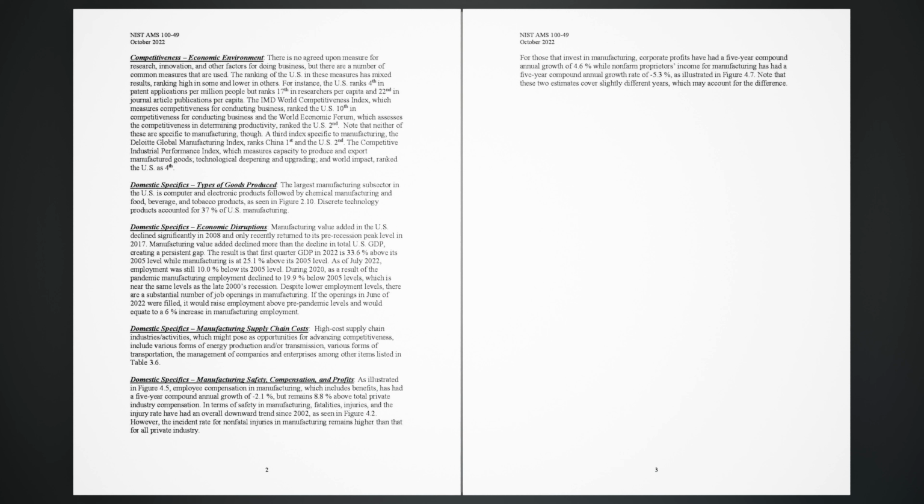listed in Table 3.6. Domestic specifics, manufacturing safety, compensation, and profits. As illustrated in Figure 4.5, employee compensation in manufacturing, which includes benefits, has had a 5-year compound annual growth of -2.1%, but remains 8.8% above total private industry compensation. In terms of safety in manufacturing, fatalities, injuries, and the injury rate have had an overall downward trend since 2002, as seen in Figure 4.2. However, the incident rate for non-fatal injuries in manufacturing remains higher than that for all private industry. For those that invest in manufacturing, corporate profits have had a 5-year compound annual growth of 4.6%, while non-farm proprietors' income for manufacturing has had a 5-year compound annual growth rate of -5.3%, as illustrated in Figure 4.7. Note that these two estimates cover slightly different years, which may account for the difference.